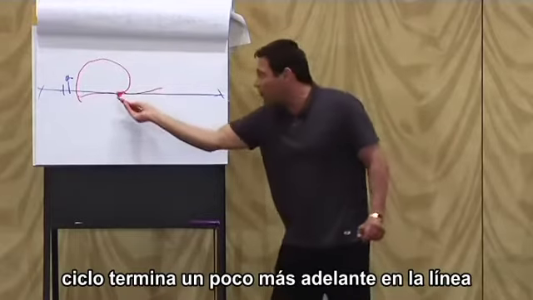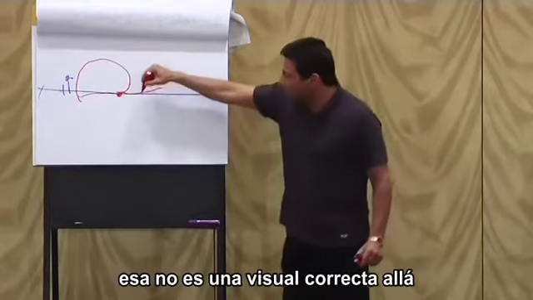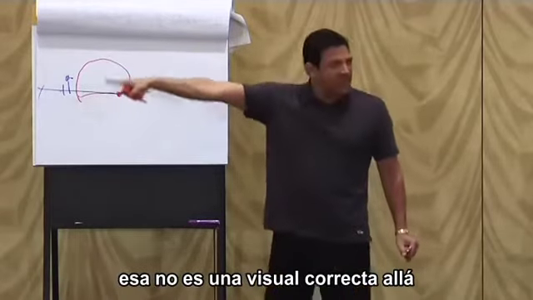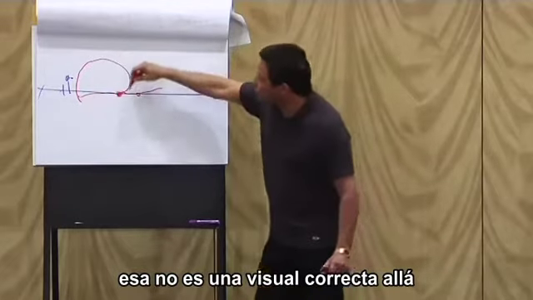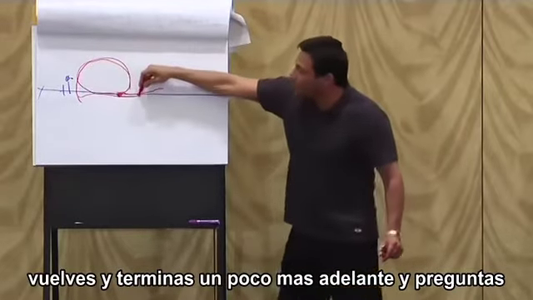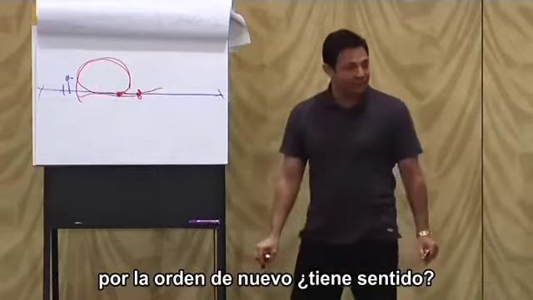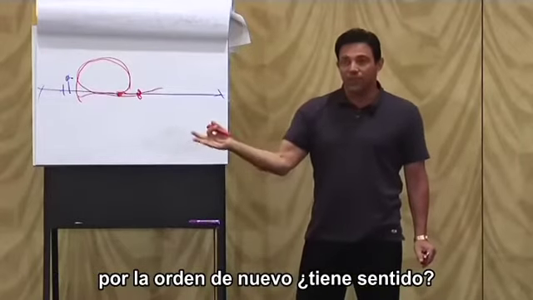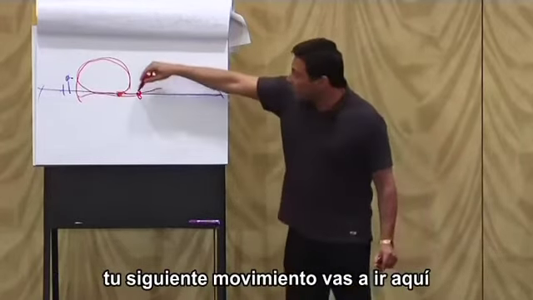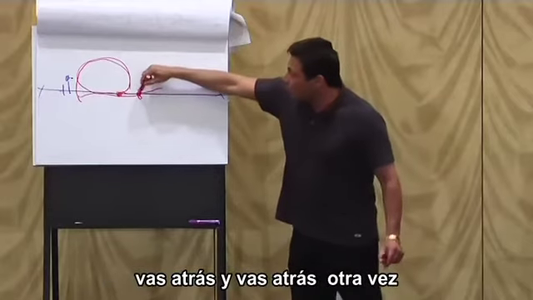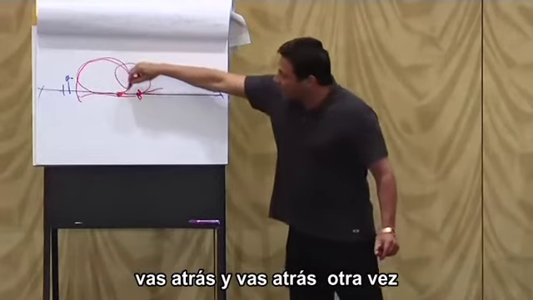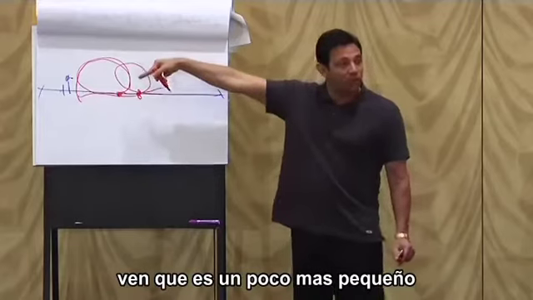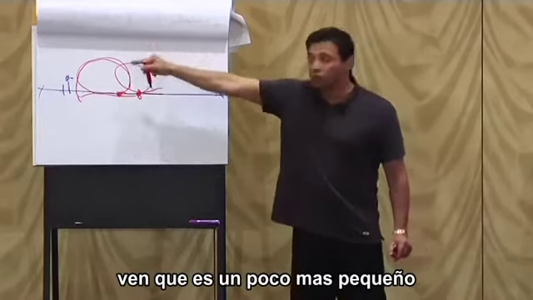Does your loop end here? No. Your loop ends a little further down the line. It's not a perfect visual, but you loop, you go back, you go online, you end a little bit further and ask for the order again. Make sense to everybody? Your next loop, you're not gonna go forward, you go whoop, back, and loop back around again. Notice the loop is smaller. In the first loop, the loop gets tighter.